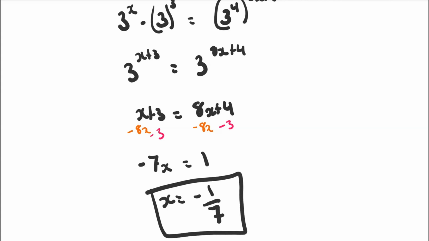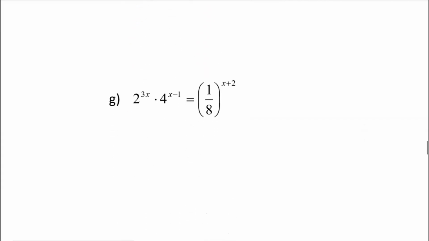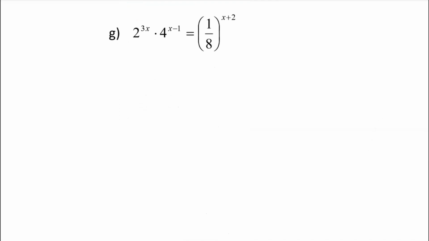Okay, just a few more examples and that'll be the end of the lesson. So again, same idea. We have 2 to the power of 3x multiplied by 4 to the power of x minus 1 is equal to 1 over 8, and that's raised to the power of x plus 2. So we want to change it all so it's one singular base. So in this case, it's going to be 2.